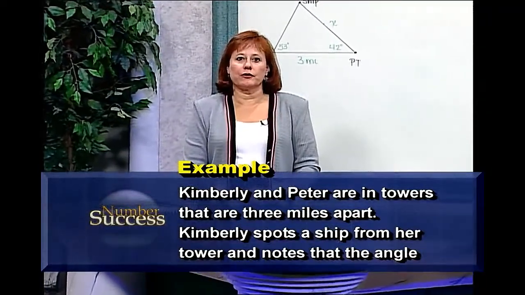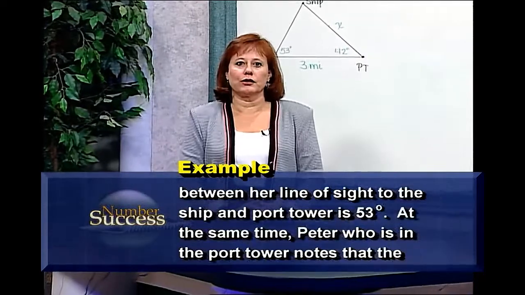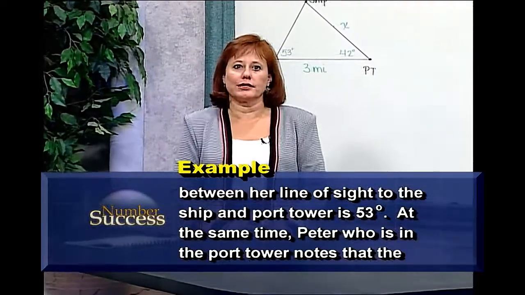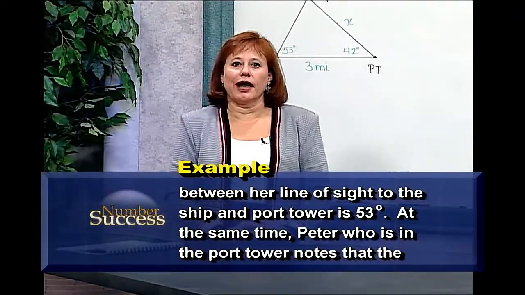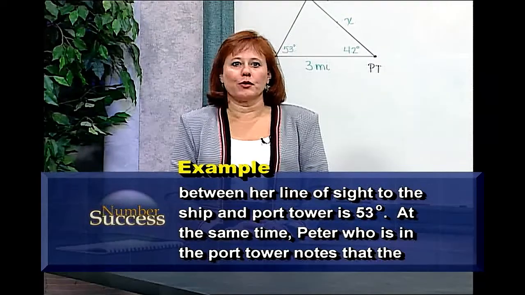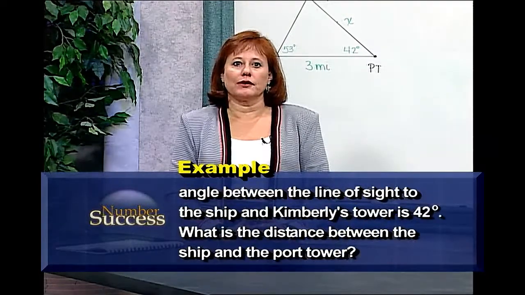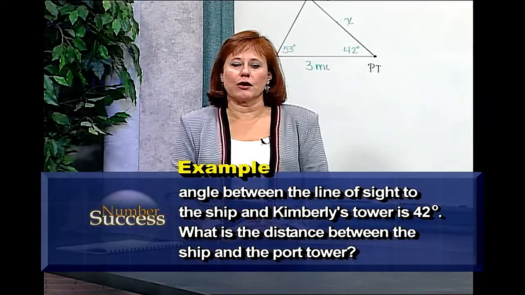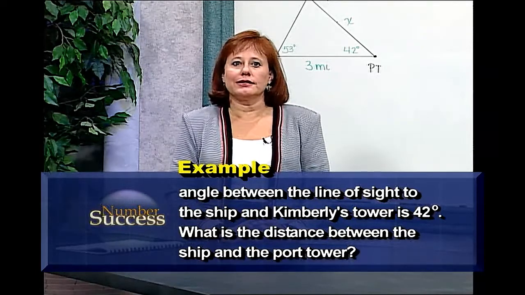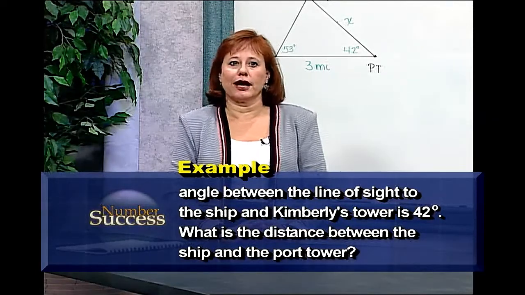Kimberly spots a ship from her tower and notes that the angle between her line of sight to the ship and the port tower is 53 degrees. At the same time, Peter, who is in the port tower, notes that the angle between the line of sight to the ship and Kimberly's tower is 42 degrees. What is the distance between the ship and the port tower?